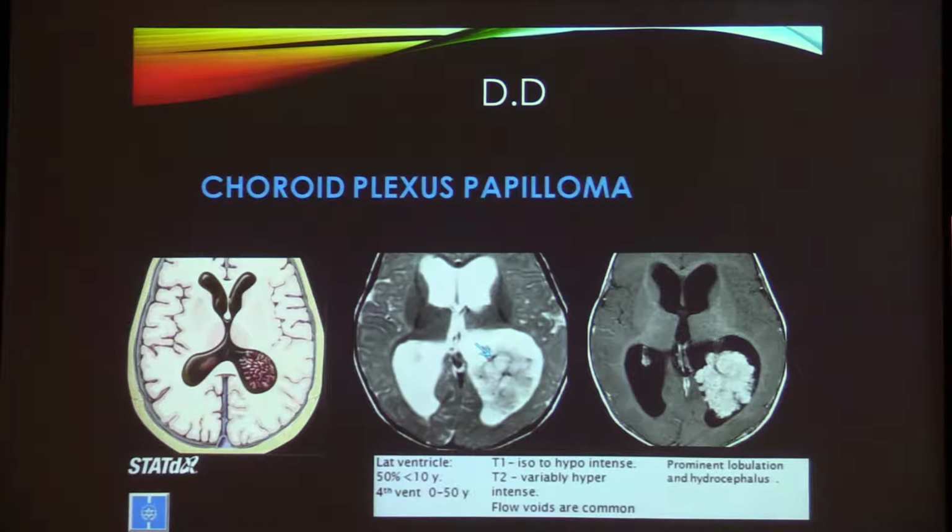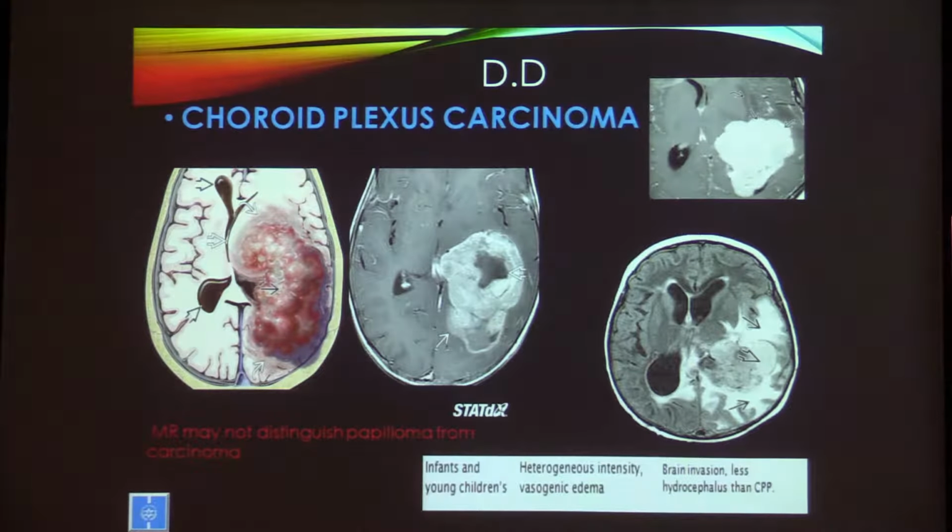We see it more often in the pediatric population, and the location is the lateral ventricle trigone, and we see a lobulated cauliflower mass with avid enhancement. The next one is choroid plexus carcinoma, with the same location and very similar characteristics. Besides that, sometimes there is necrosis inside the lesion, and if there is invasion into the brain parenchyma, we will see edema as well. But it's important to note that sometimes we cannot distinguish papilloma from carcinoma, and it's only a pathological diagnosis.